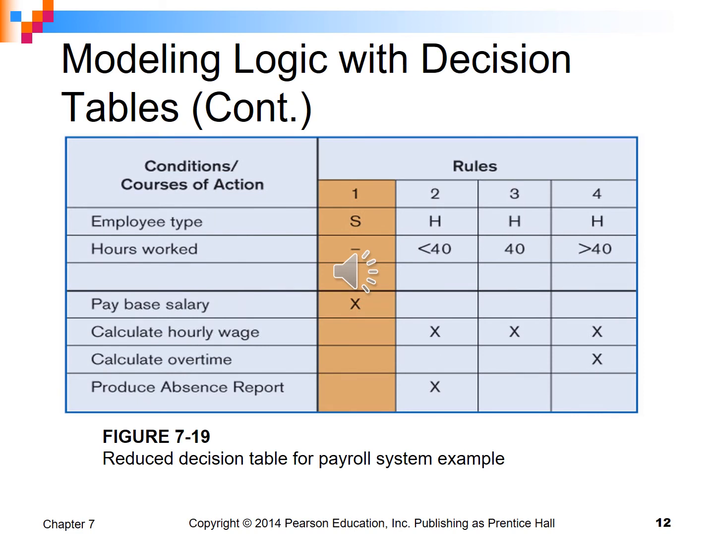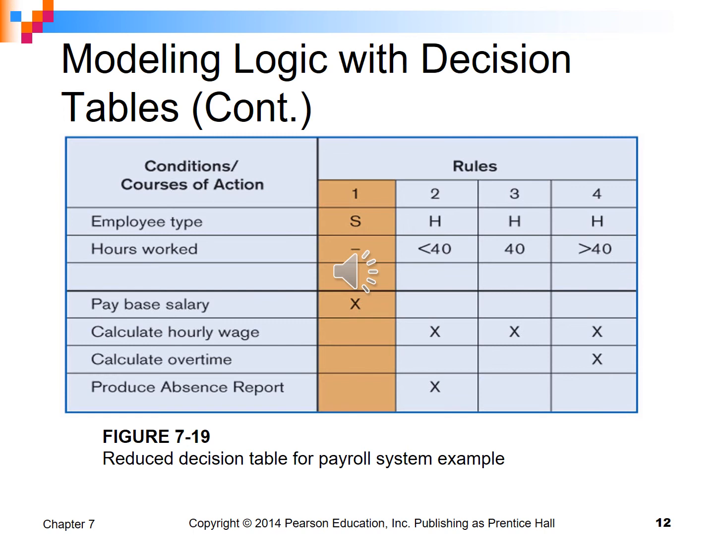If we look at this decision table, it is the same as the one before. It used to be 6 rules, now there are 4 rules. The first rule: if the employee type is salary and hours worked, I don't care. So we put a hyphen or dash there. We don't care if it's less than 40, greater than 40, or 40, because in all cases we pay the base salary.